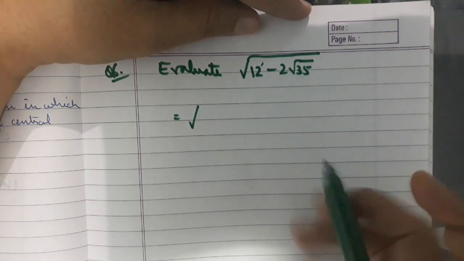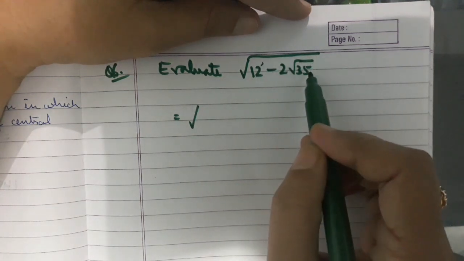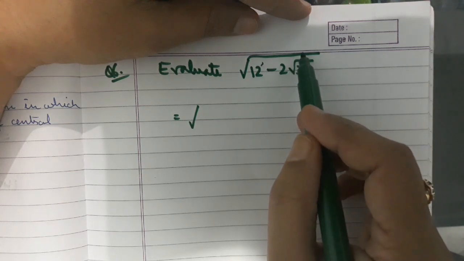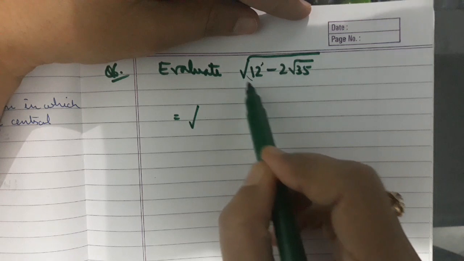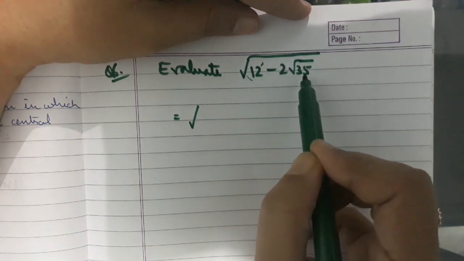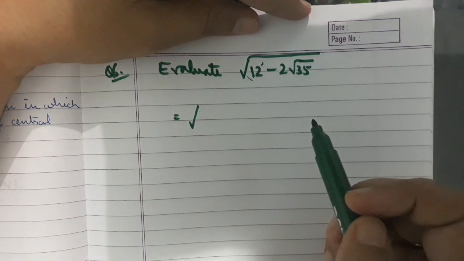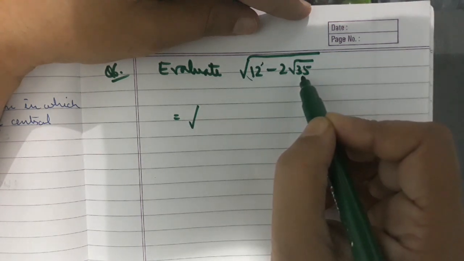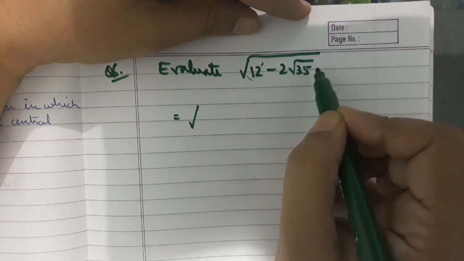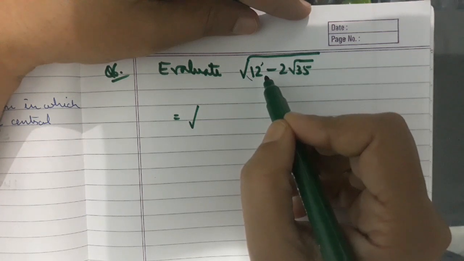The next question is evaluate under root 12 minus 2 root 35. Now here we have two square roots. So we will try to make this quantity as whole square so that square root and whole square can nullify each other's effect. Let us see how. Now over here 35 can be written as 7 into 5, and also we know that 7 plus 5 is 12.